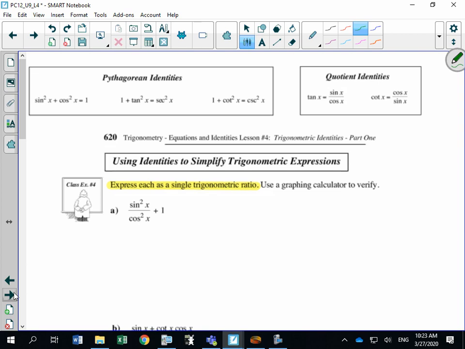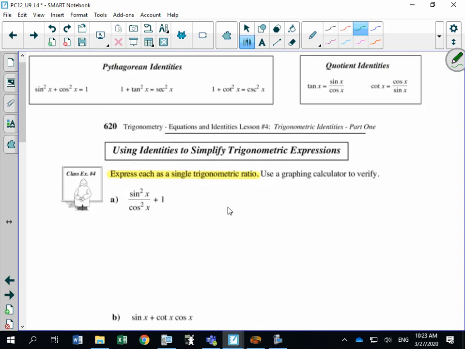So class examples 4, 5, 6, and then I'll do a part 2 for this, and I'll do some homework questions. Okay, class example 4. Express each as a single trig ratio. Use a graphing calculator to verify.